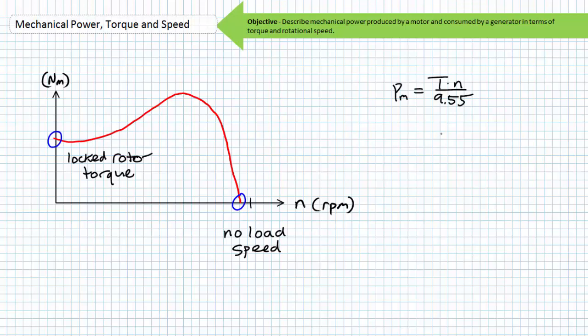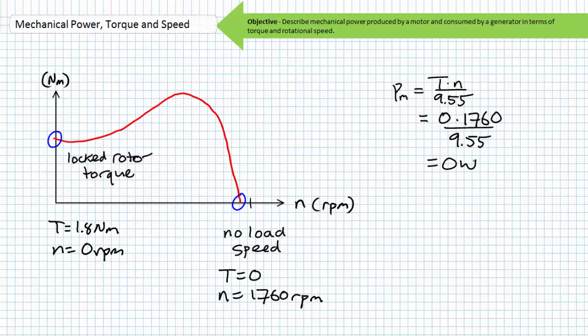Prove this to yourself with the formula mechanical power equals torque times rotational speed divided by 9.55. Let's say at no load conditions, torque is 0 and rotational speed is 1,760 RPM. And in locked rotor conditions, it's exerting 1.8 Newton meters of torque, but at an absolute standstill. In no load conditions, it's delivering 0 watts of power. In locked rotor conditions, it's delivering 0 watts of power.